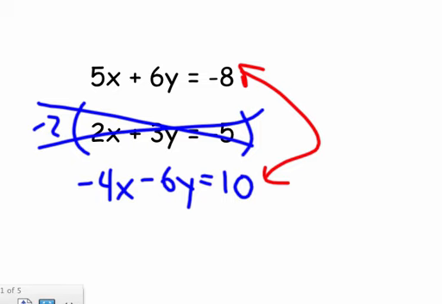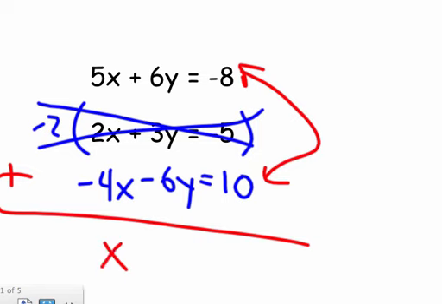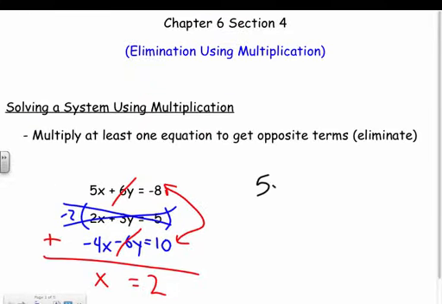And if I take a look, when I add these guys, 5x plus a negative 4x is 1x. My 6y and my negative 6y cancel each other. And my negative 8 and 10 give me a positive 2. So I could just solve for x and then plug back in and solve for y. If I were to cancel my x's instead, let me rewrite this here. I'll show you why I did the y's instead.